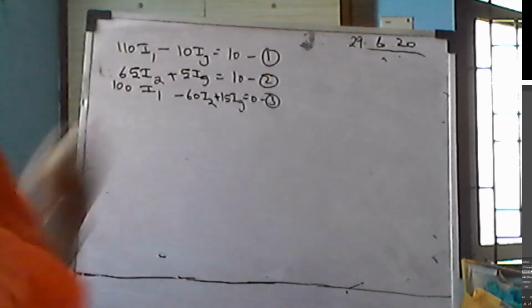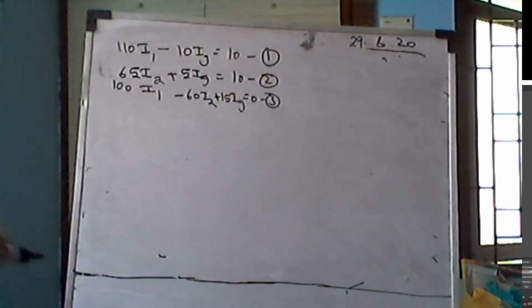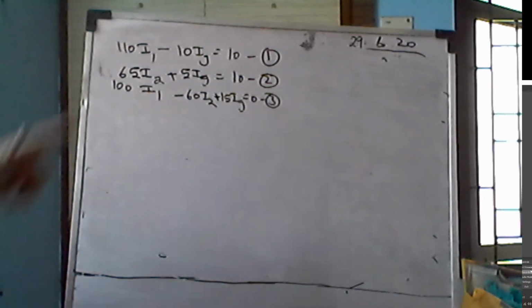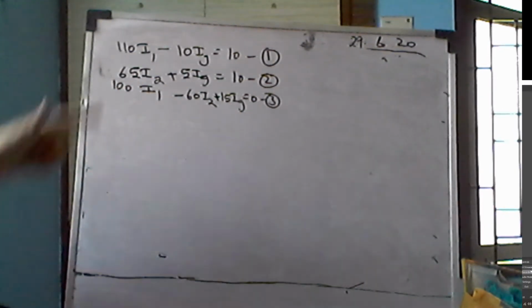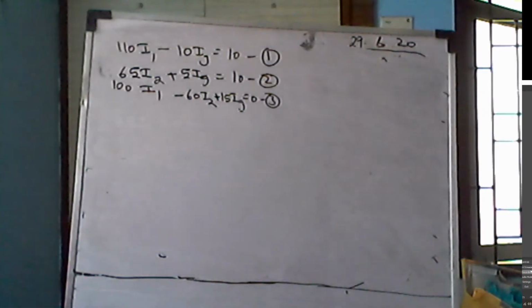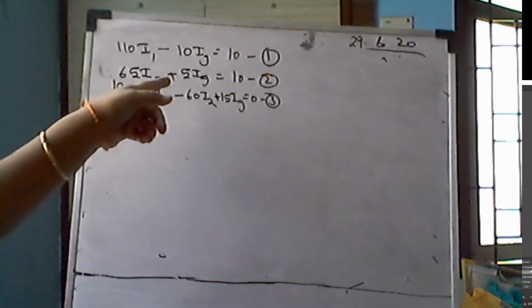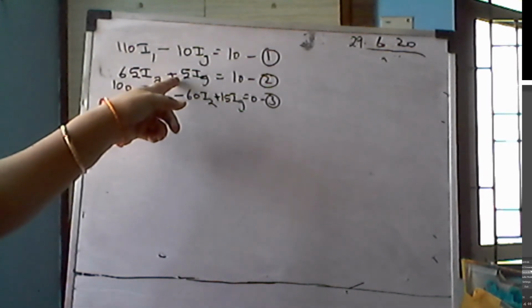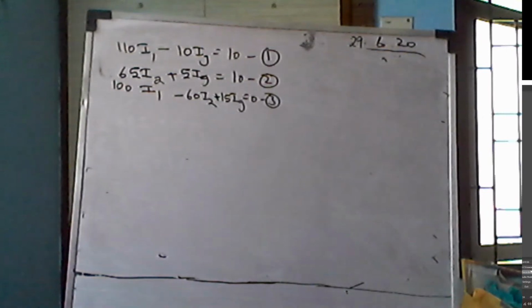First, let me think what we can do. We can multiply this second by 2 and then add these two. If you add these two, then you will get one equation in terms of I1 and I2. Then you can multiply this by 3, and then subtract. You can get another equation in terms of I1 and I2. Then you can solve it, and then you can substitute any one of the equations to find the Ig.